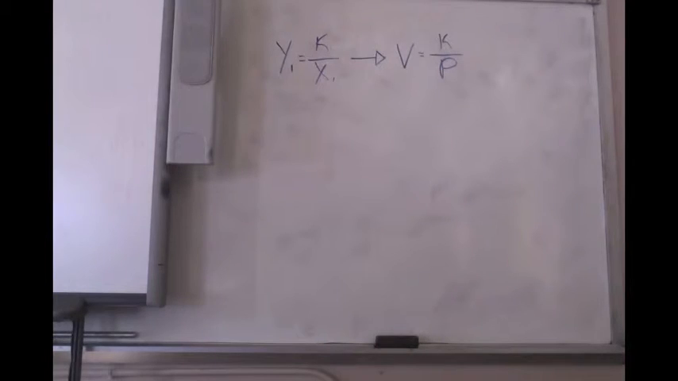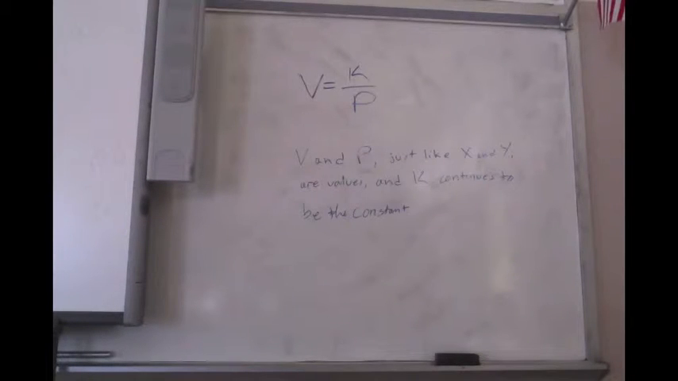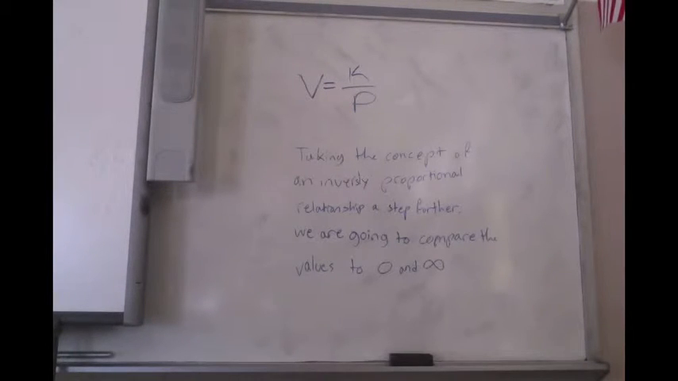Now, as we look at the formula, we could actually compare this to the velocity and pressure formula for it being inversely proportional, and it is actually a relationship between the two, where as pressure increases, velocity decreases, and vice versa. Within this demonstration, v and p, just like x and y, are values, and k continues to be the constant. Now, instead of doing the old example that we did, we're going to take this one step further, and we're actually going to compare the values to 0 and infinity.